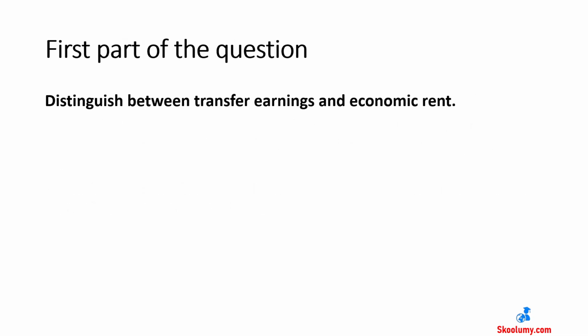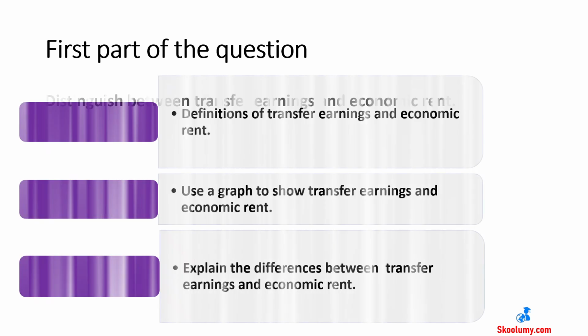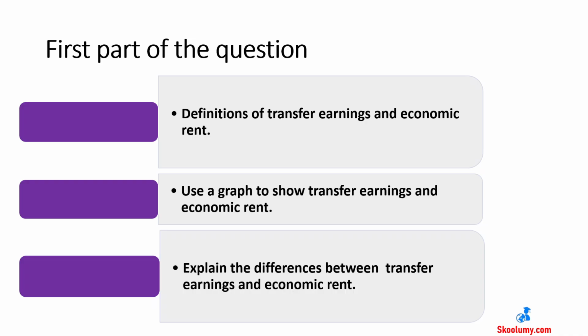First part of the question. Distinguish between transfer earnings and economic rent. For the first part of the question, the following should be considered. Definitions of transfer earnings and economic rent. Use a graph to show transfer earnings and economic rent. Explain the differences between transfer earnings and economic rent.